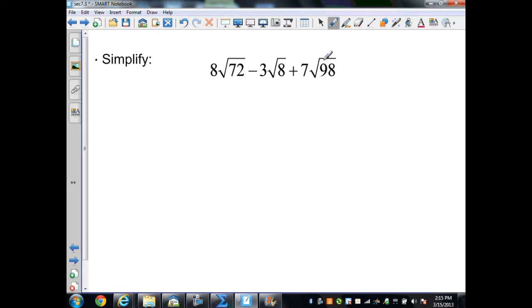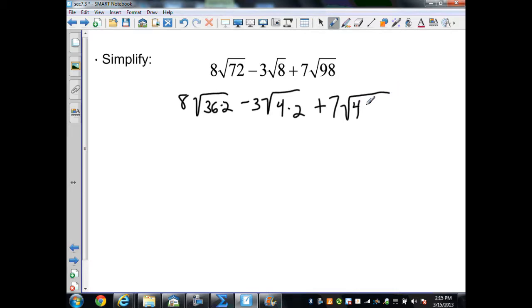Again, I want to simplify the expression. I'm going to simplify the radicals to determine if I have like terms. Let's bring down my 8. I'm going to break up 72 into 36 times 2. Bring down my minus sign 3. I'm going to break up the 8 into 4 times 2. Bring down the plus sign 7. And I'm going to break 98 up into 49 times 2. Square root of 36 is 6. 6 times 8 is going to give me 48 square roots of 2.